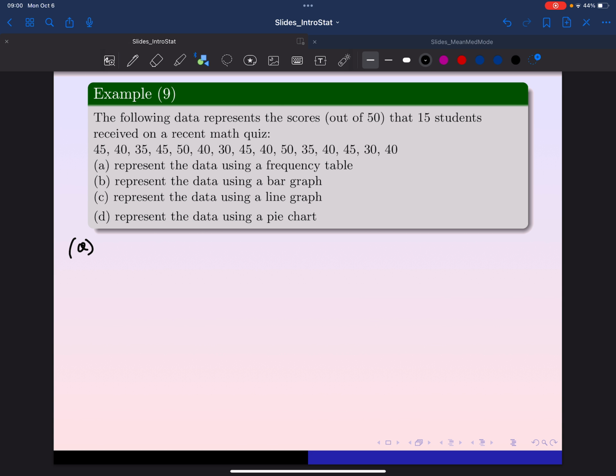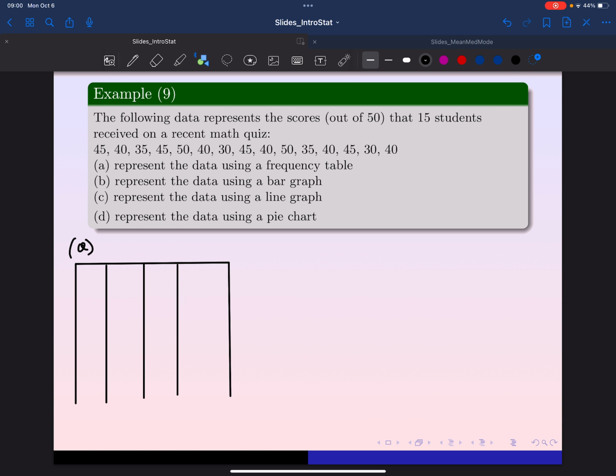So we need to have all the data represented. Here would be my data. Here we can keep counting. Here would be my frequency. And then we're gonna do percentages as we keep going. Let's look, what is the lowest score students received? I see the lowest is 30. So we're starting with 30.